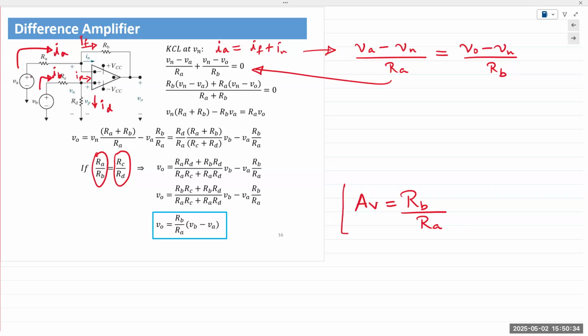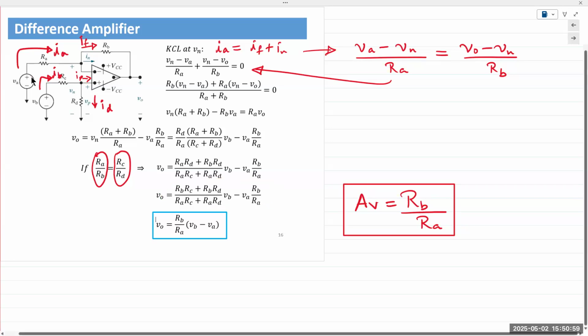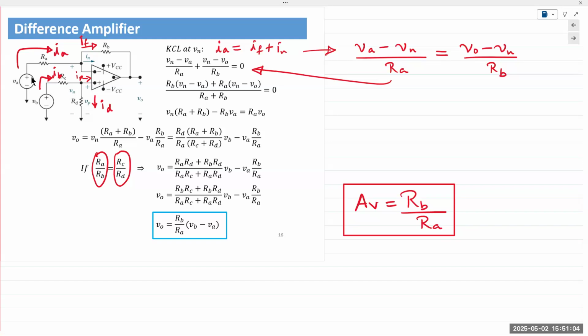So the gain of this circuit is given by those two resistors. Now, obviously, this is the case if the ratio of the four resistors is the same, meaning if RA, RB, and RC, RD have the same ratio. If we want a different gain, then we would stop at this equation. It's simply a rearrangement of the terms. That's all it is.